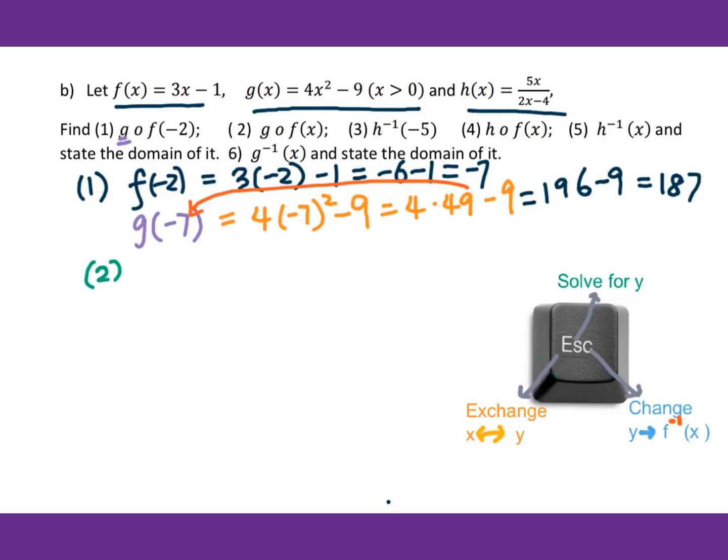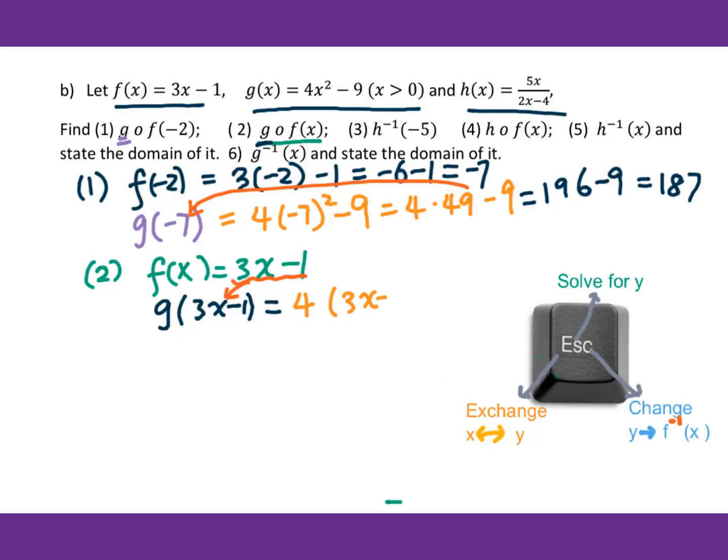We need to figure out g of f of x, still inside first. F of x equals 3x minus 1. Then we go to this g function. You will get g of 3x minus 1 equals, 3x minus 1 go down to this g. So every single x for g function, you need to turn into 3x minus 1. Therefore, we get 4 times 3x minus 1 squared minus 9.